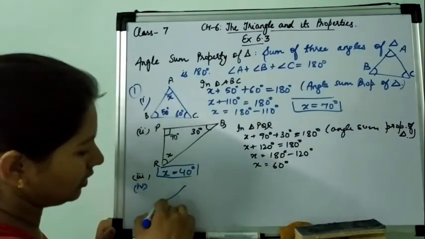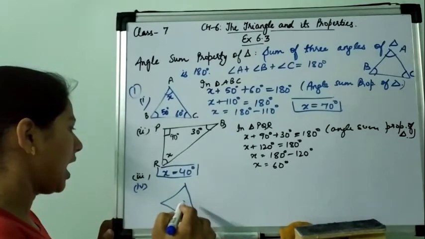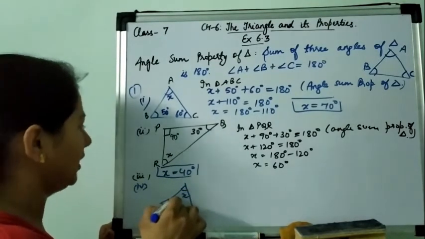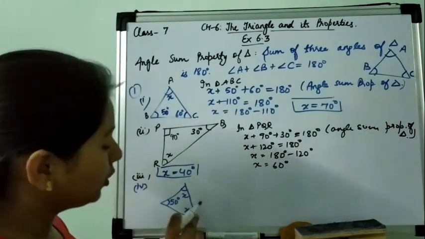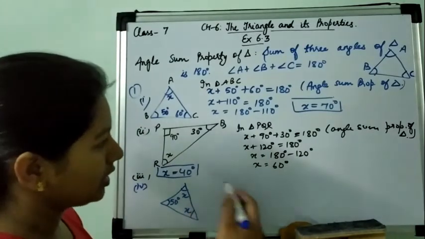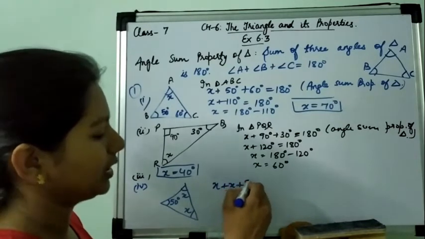Like the triangle is not named, but here it is written x, and one more x is here, and this part is 50 degree. Now we have to find x. So no need to worry that here I am having 2x, so how I will calculate the answer. The method is same. x plus 50 degree.